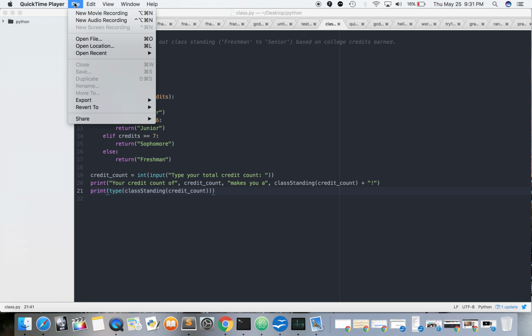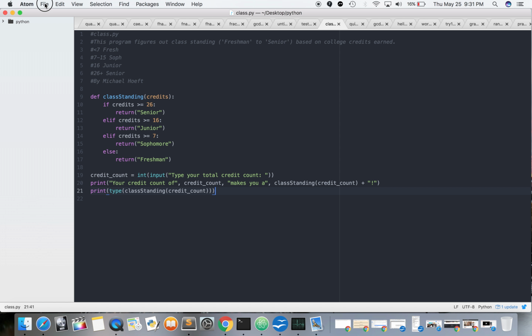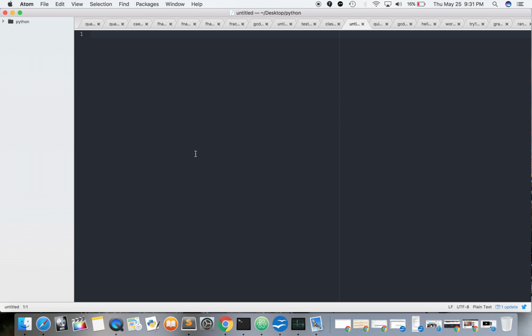So I want to put all this stuff in the comments. I know I've got a lot of these tabs open, but it's all good. So let's get this going. Let's call this BMI.py.